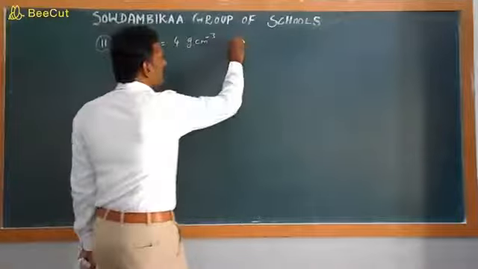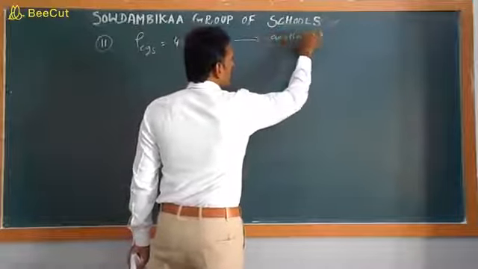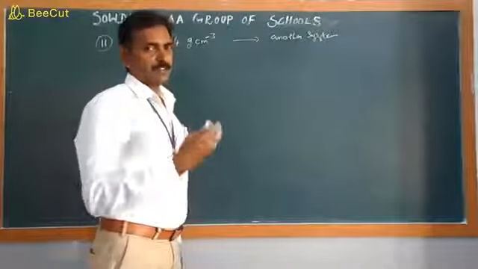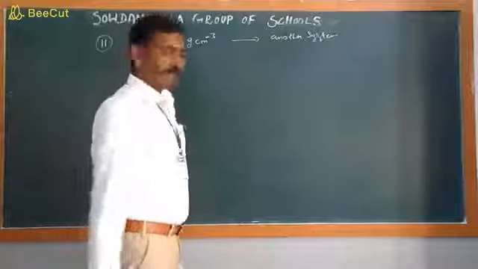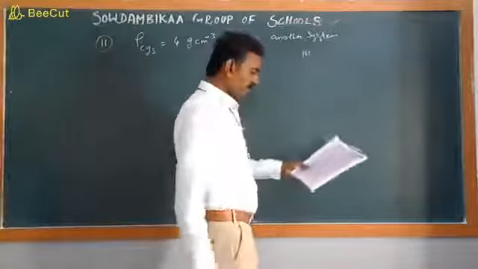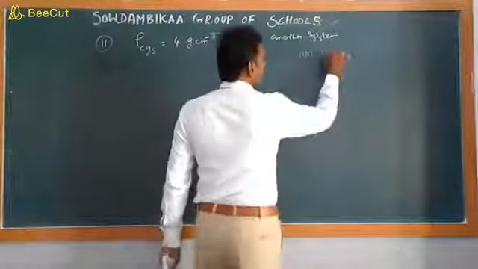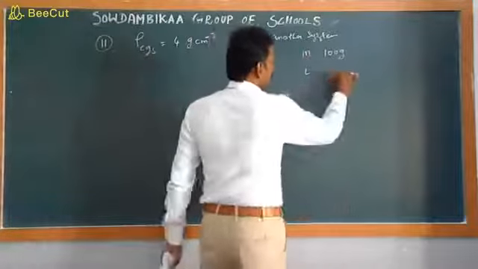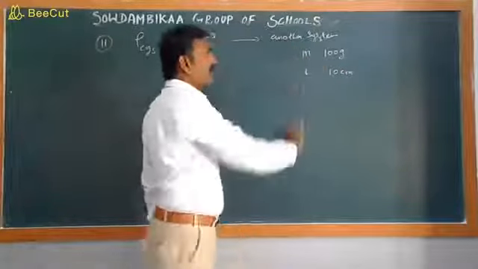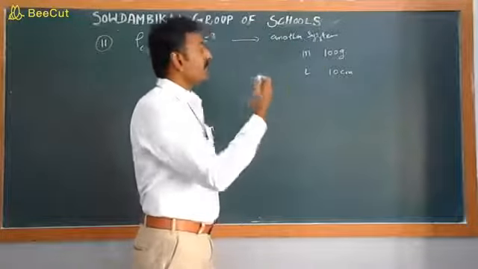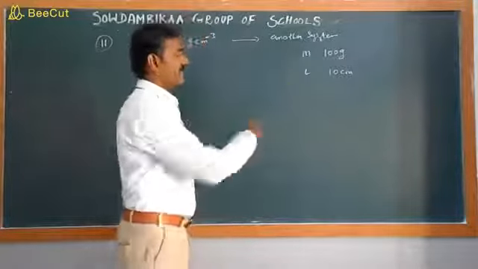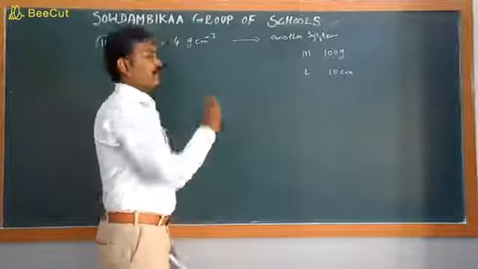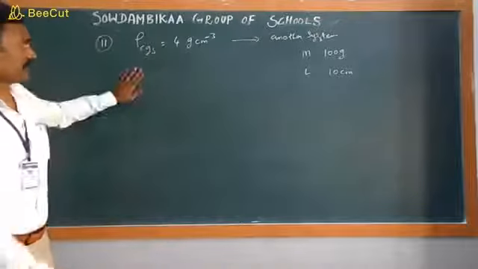Now we have to convert it into an unknown system. It is not FPS, it is not MKS or SI. In this system, the unit for mass is that one unit of mass is equal to 100 gram, and one unit of length is taken as 10 centimeter. Then we have to find the value of the density of the material in this system.